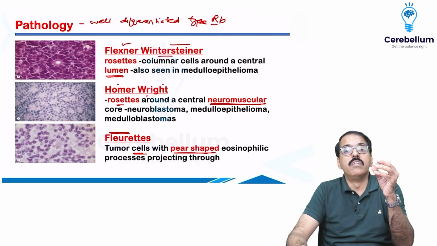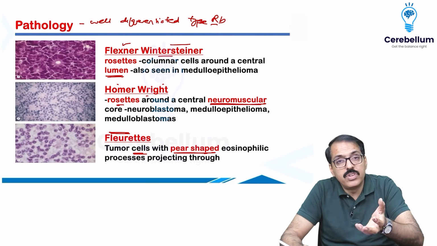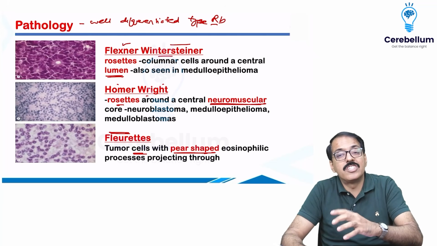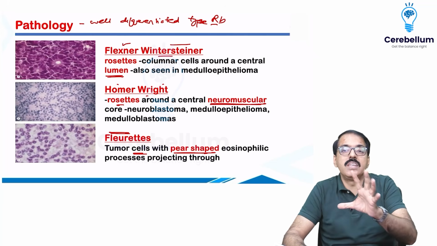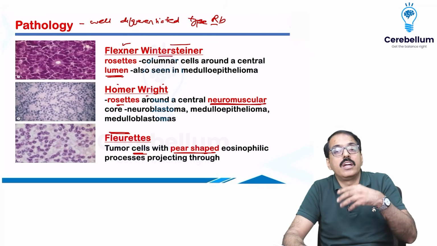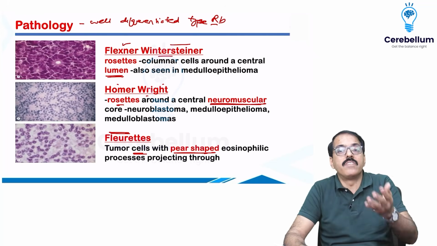These are seen in a well-differentiated type. A tumor which is trying to differentiate will have these features. In a tumor which is undifferentiated, you will just see clumps of cells. These are signs that the tumor was trying to differentiate. So if these are not seen, then the prognosis is even poorer.